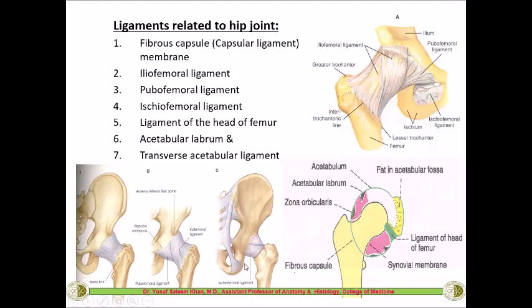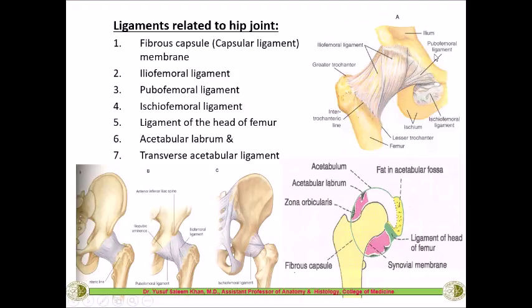If you see from behind, there is one ligament running from the ischial tuberosity. This is the ischium here. Near the ischial tuberosity, the ligament runs from the ischial tuberosity again to the femur. So this is called the ischiofemoral ligament. And there is one ligament running from the pubis, again to the femur. So this is called the pubofemoral ligament. Here you can appreciate this one coming from the pubis and going to the femur.